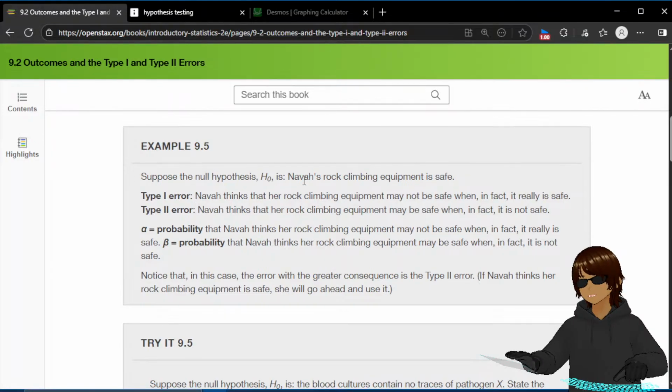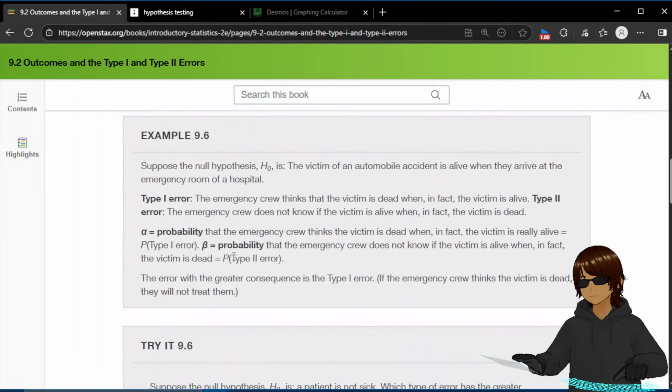Suppose the null hypothesis is Nava's rock climbing equipment is safe. Type 1 error: Nava thinks that her rock climbing equipment may not be safe when in fact it is really safe. Type 2 error: Nava thinks that her rock climbing equipment may be safe when in fact it is not safe. Alpha is the probability that Nava thinks her rock climbing equipment may not be safe when in fact it really is safe. Beta is the probability that Nava thinks her rock climbing equipment may be safe when in fact it is not safe.